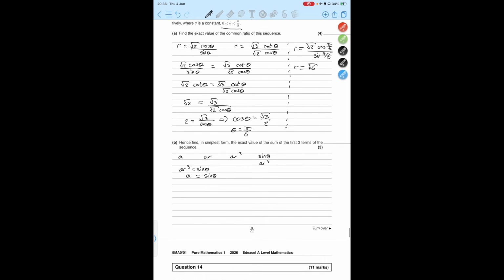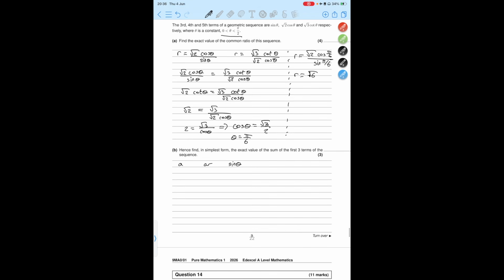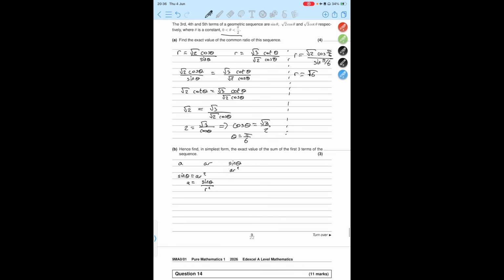Hang on a second. Almost made a mistake here. This is actually sine theta because it says the third term. So ar squared. So sine theta equals ar squared, so a equals sine theta over r squared. Well, what is r? r is root 6. So that means that a is sine theta over 6.